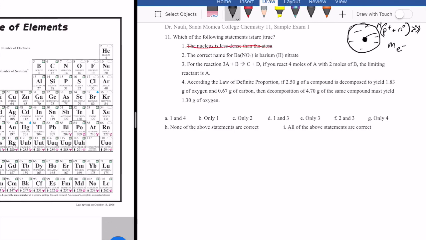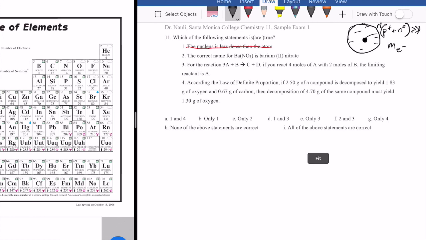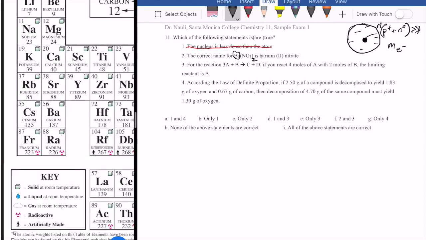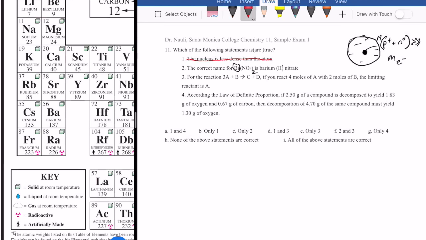Second one, nomenclature question, BaNO3 is barium-2 nitrate. There's actually a mistake here in the question, so that should say BaNO3 2, but then remember that barium, if you look at the periodic table, is in group 2, and group 2 doesn't require the Roman numeral to give it a name, so that's also wrong.